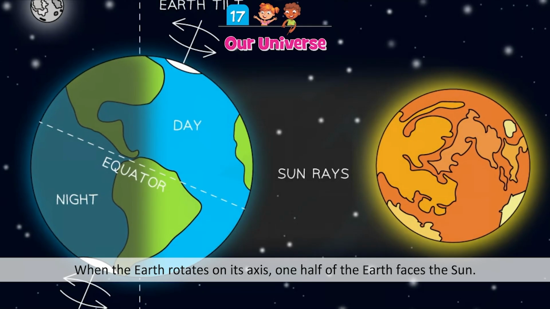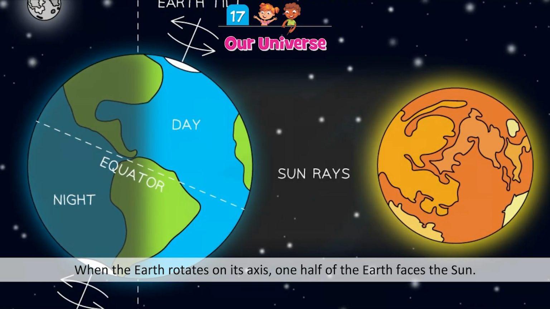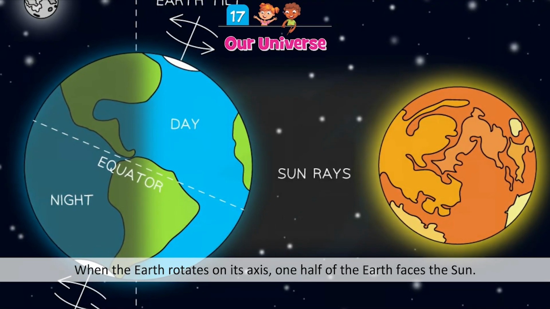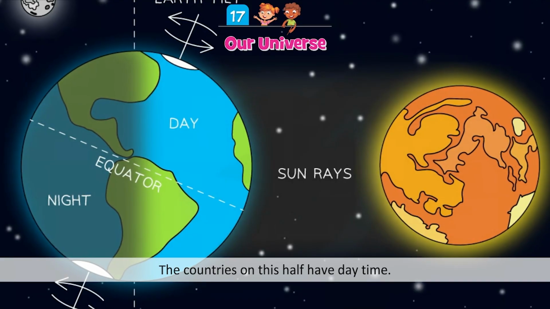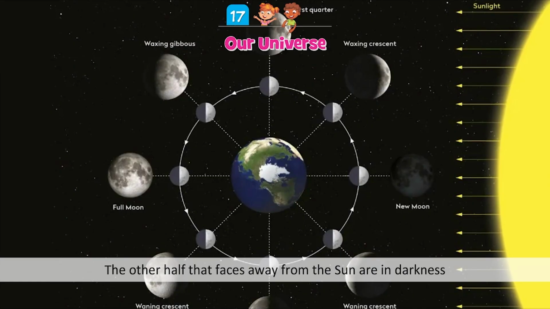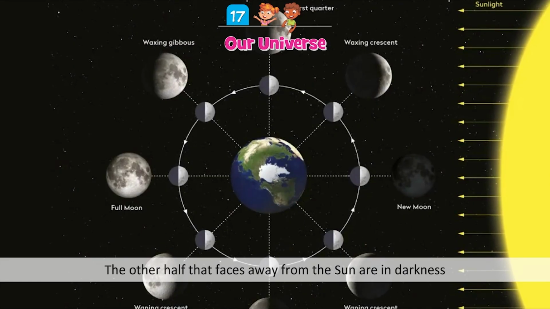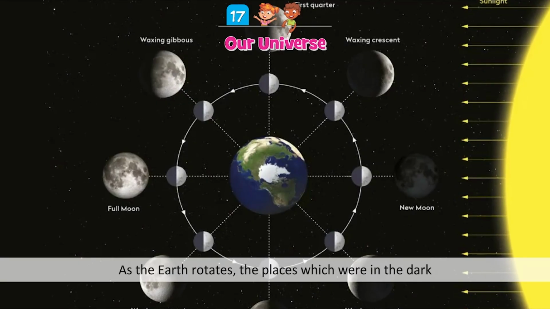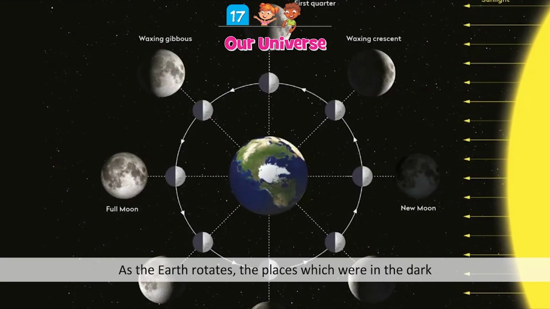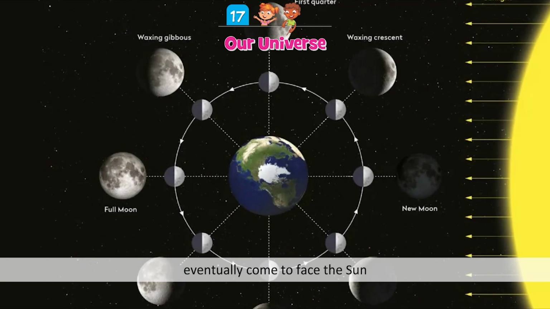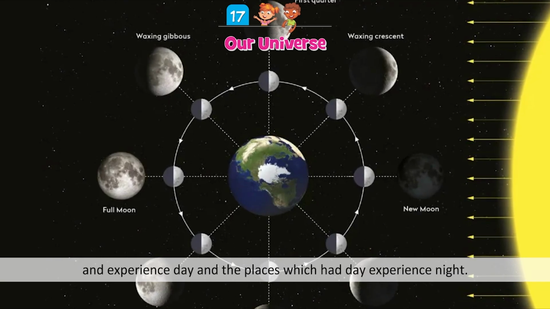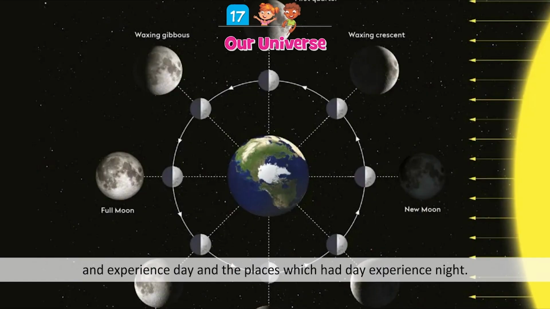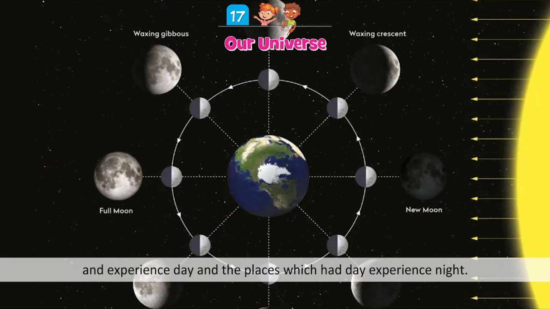How days and nights are formed. When the Earth rotates on its axis, one half of the Earth faces the Sun. The countries on this half have daytime. The other half that faces away from the Sun is in darkness and thus has night during this time. As the Earth rotates, the places which were in the dark eventually come to face the Sun and experience day, and the places which had day experience night.